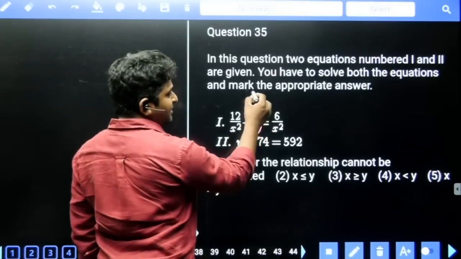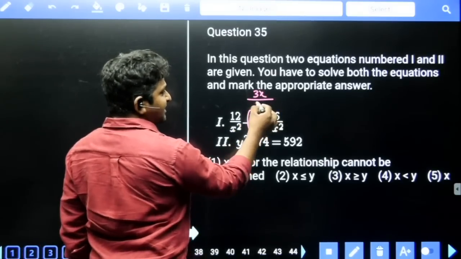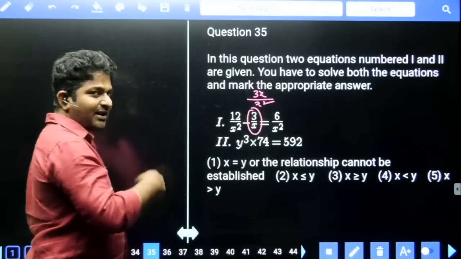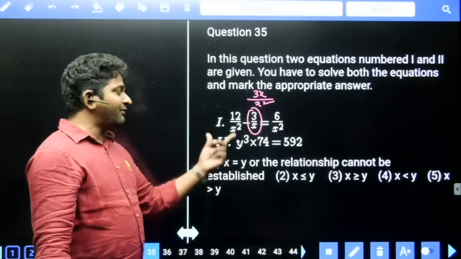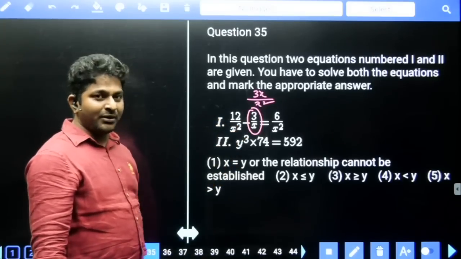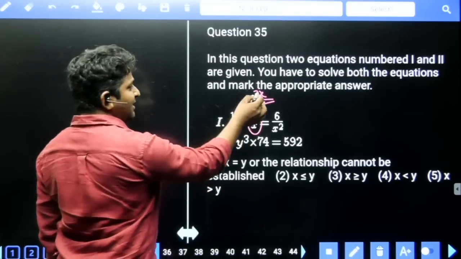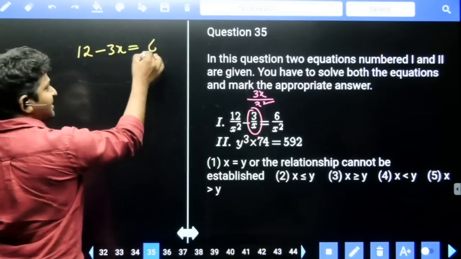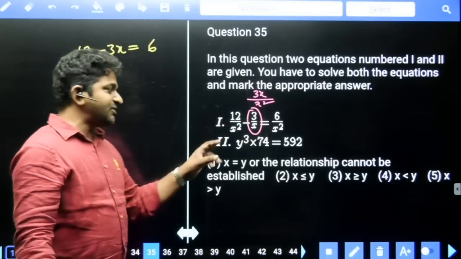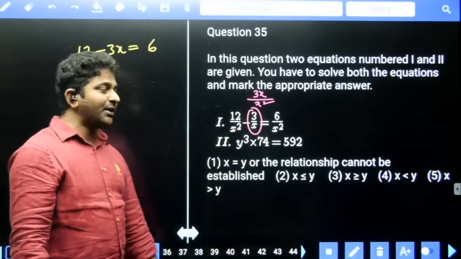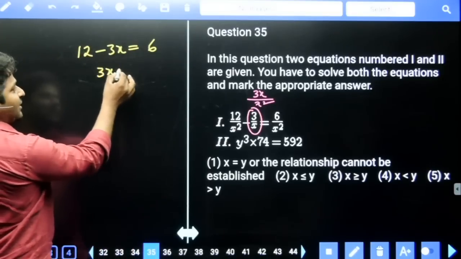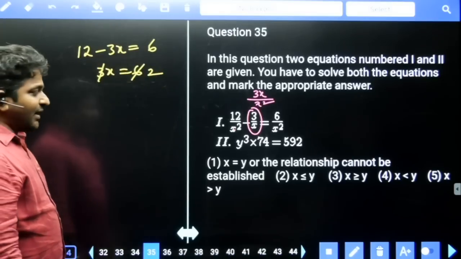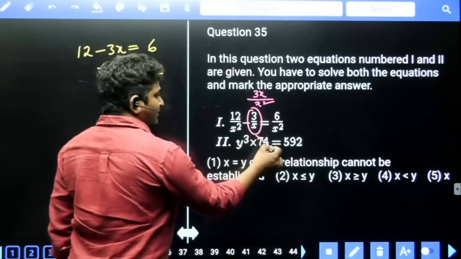So in place of 3 by x, you can visualize this as 3x by x square. Everywhere denominator is x square, left hand side and even in right hand side. When denominators are same, you don't have to worry about denominators and just take numbers. 12 minus 3x is equal to right hand side numerator 6. We are taking only numerators because we made all the denominators x square. Now from this 3x is equal to 6 and from this x is equal to 2. 1 is over.